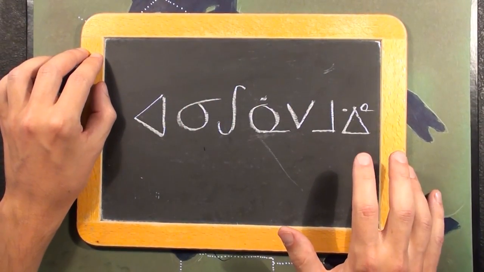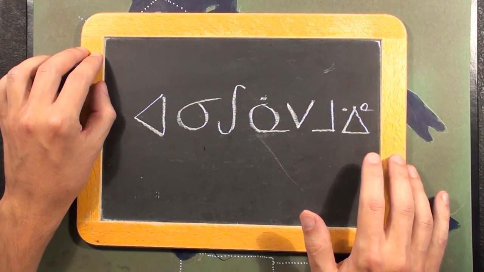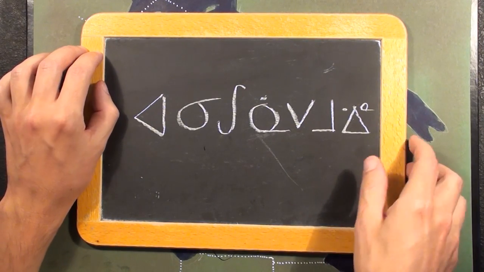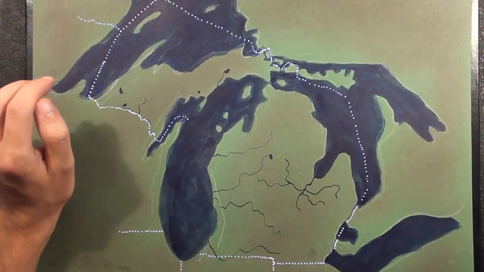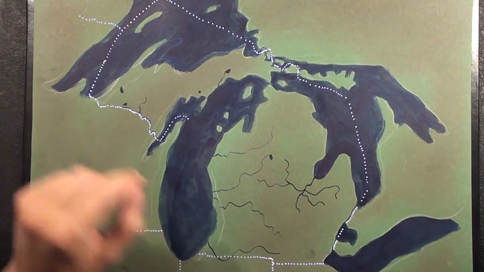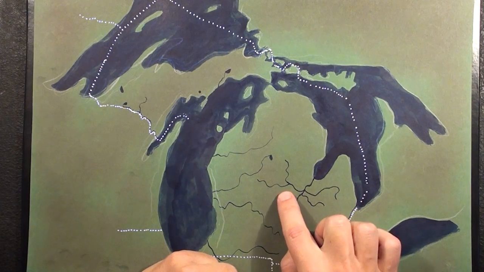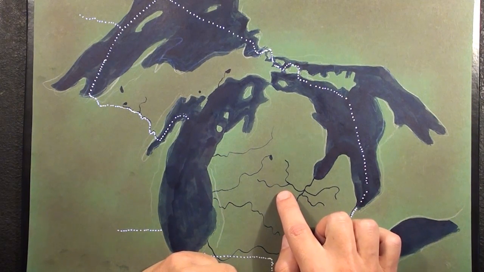There's also an English exonym for the Ojibwe, and that's Chippewa. So this river here was called the Chippewa River, and that's the English exonym for Ojibwe, or for Anishinaabemowin.